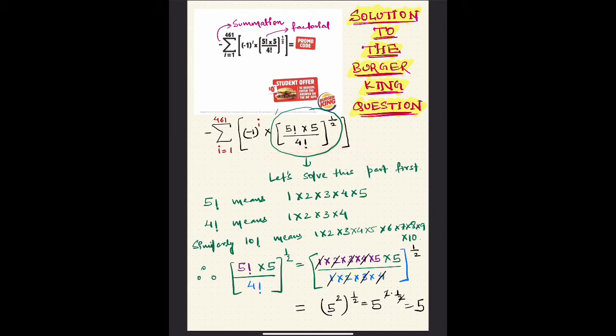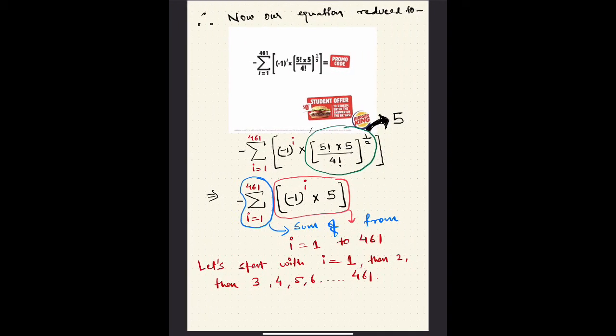Our left hand side of the equation that we want to solve has now reduced to this. Instead of this entire value, we just substituted 5. So finally we have summation of i equals 1 to 461, and there is a negative sign outside, don't forget that. And we now learn the meaning of this symbol, summation. It may look scary at first, but trust me, it's very simple. We'll learn this together, don't worry. Times negative 1 to the power i times 5.